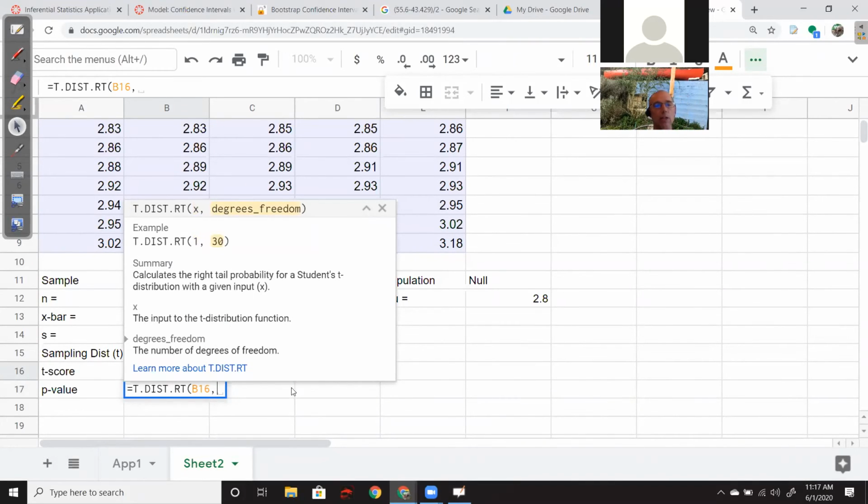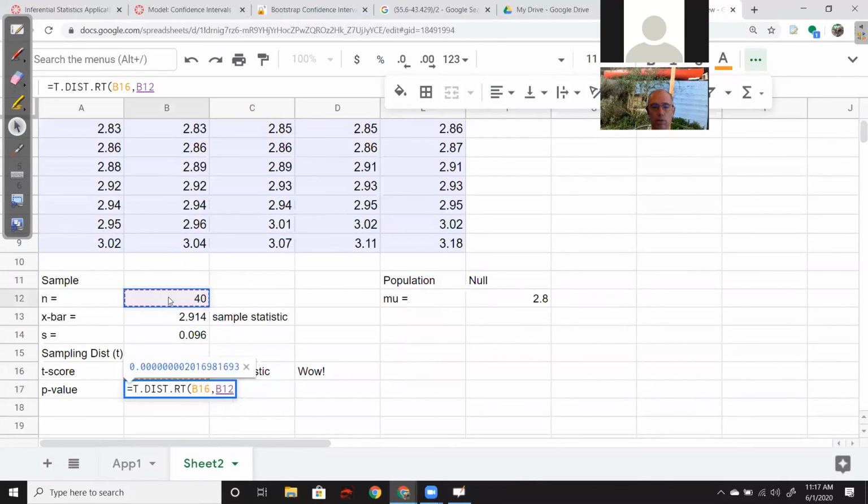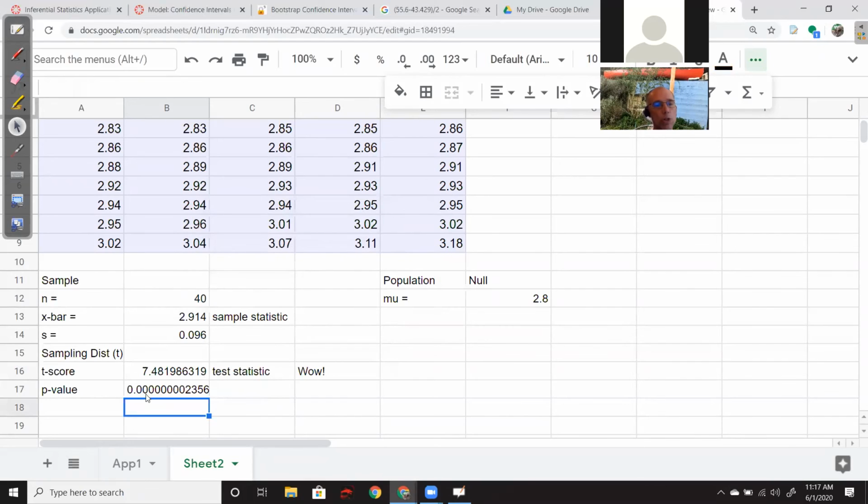I wish they would say that here, but they don't. So that's going to be n minus 1. So here's n up here, minus 1. And then enter. Ooh, that's wicked, it's almost 0. Look at that, it's wicked tiny. I can't even count all those zeros.